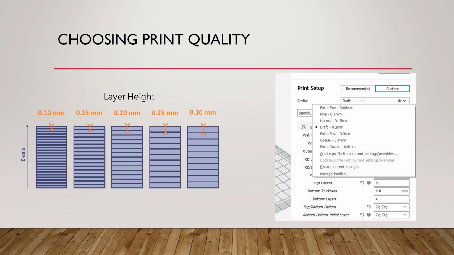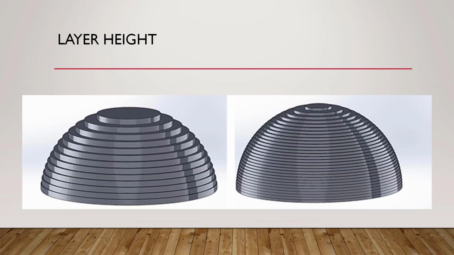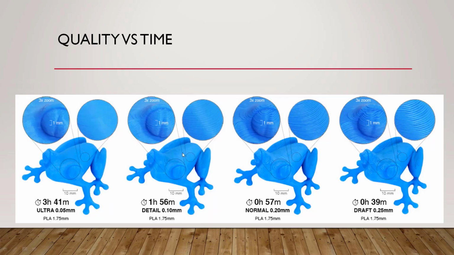So 3D printing is time consuming, and the time will fully depend on the layer height. Here you can see if the layer height is high, then the finishing is very low. It just looks like stairs. And if the layer height is low, then you can see the picture is looking different from this one. So it's all because of the layer height.